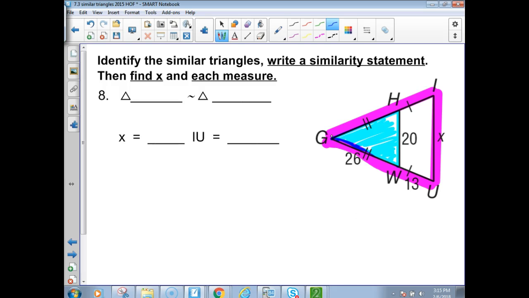Triangle, I'm thinking, well, they look similar. We've got these, I don't know, these are both isosceles. It's saying to identify the similar triangles, so I guess they are similar. We're not proving that they are, they're telling us they are. So it'd be triangle GHW. That'd be the little one. And it doesn't matter which order. If you do your letter order different, just make sure it corresponds properly. And then this big pink one would be GIU.